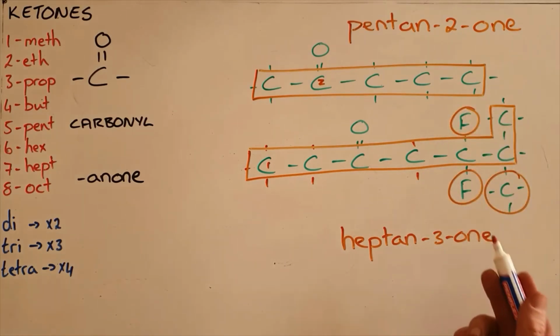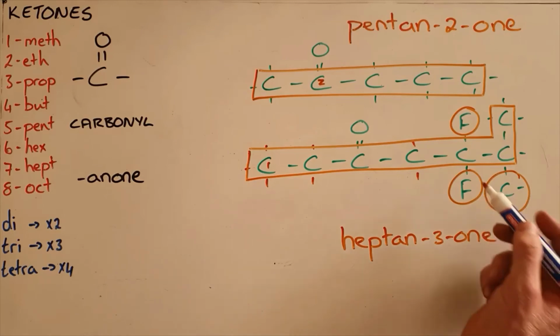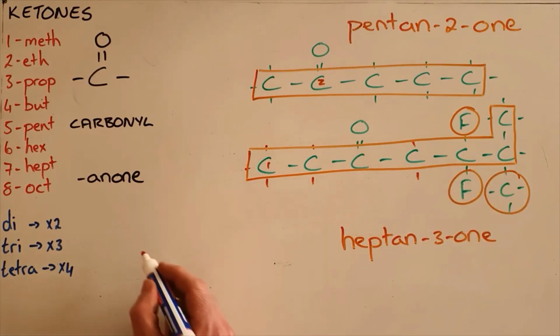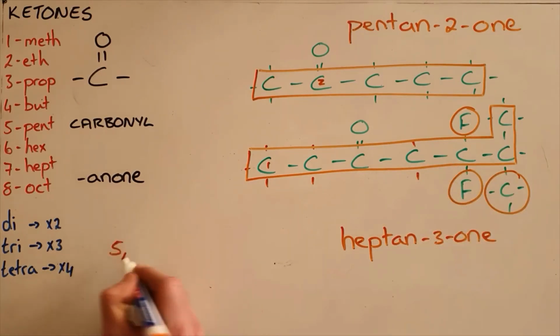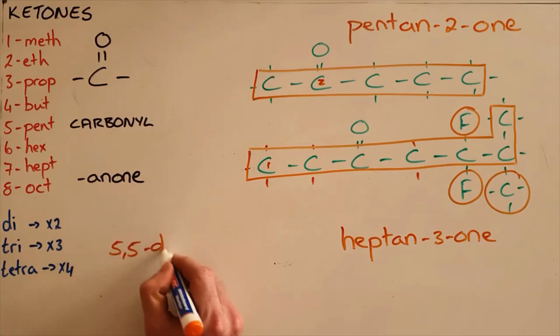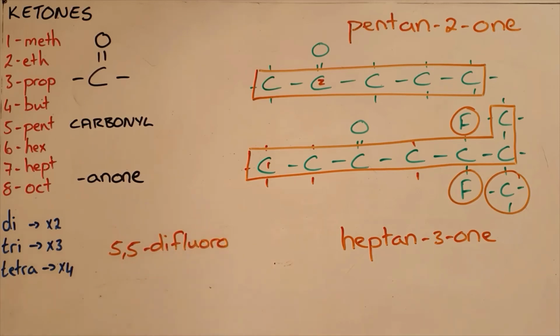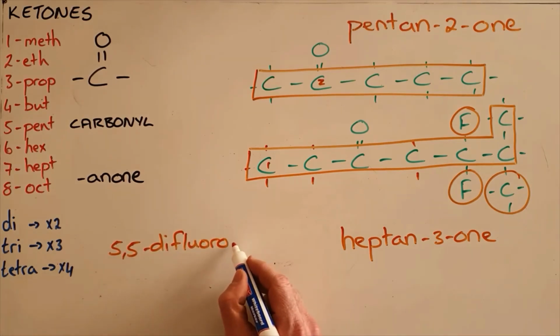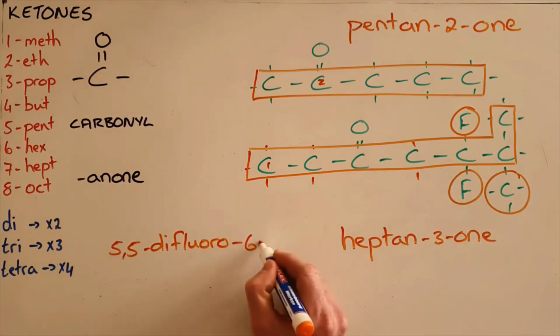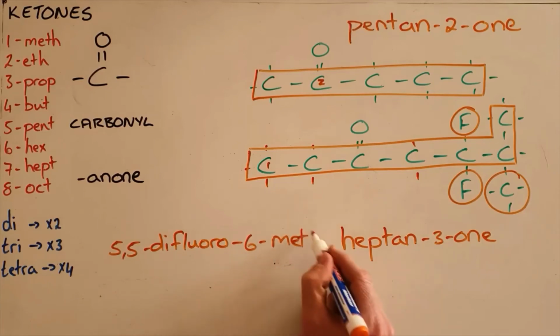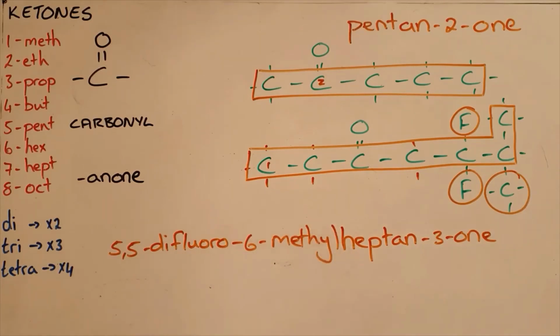Alphabetically, the fluoro branches should be placed first, and those fluoro branches are both on the 5th carbon, so we call this 5,5-difluoro, di to indicate the fact that there are 2 fluorines attached both on the 5th carbon, and 6-methylheptan-3-one.